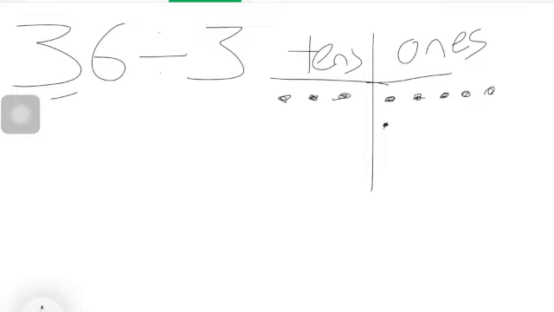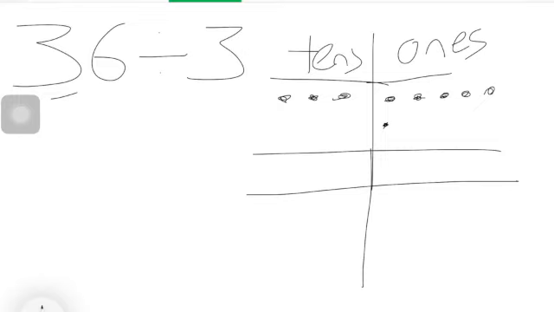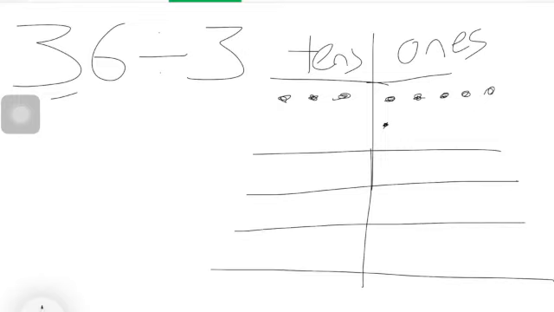36 is our whole, guys. And we've broken it up into 3 tens and 6 ones. What is the number we are dividing by again? 3, right? So we're going to make 3 groups again. 1, 2, 3.